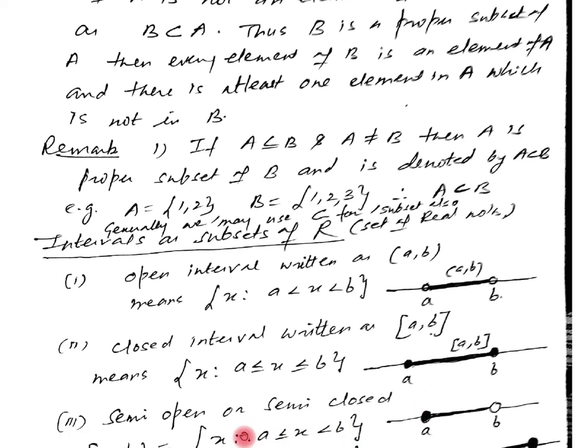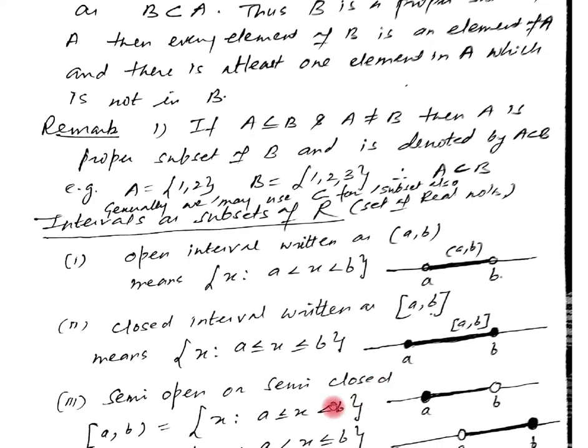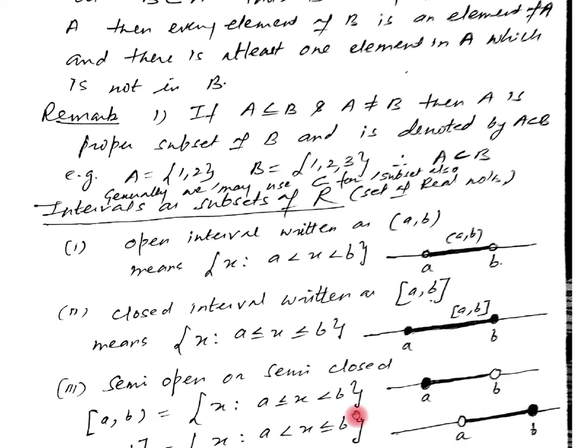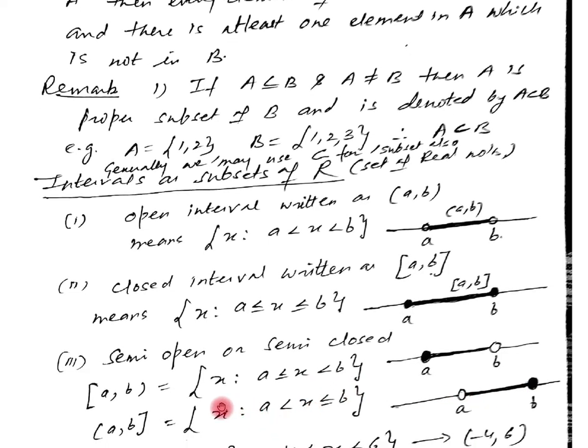Then comes the semi-open or semi-closed interval. It means from one side it is closed, from the other side it is open. So these are known as semi-open and semi-closed intervals. It is closed from this side and open from this side, meaning all the real numbers, which can be written as a less than or equal to x less than b. We are not putting the equal sign on this side because from this side it is open. It can be shown on the number line like this. We can say it is semi-open, or semi-closed.